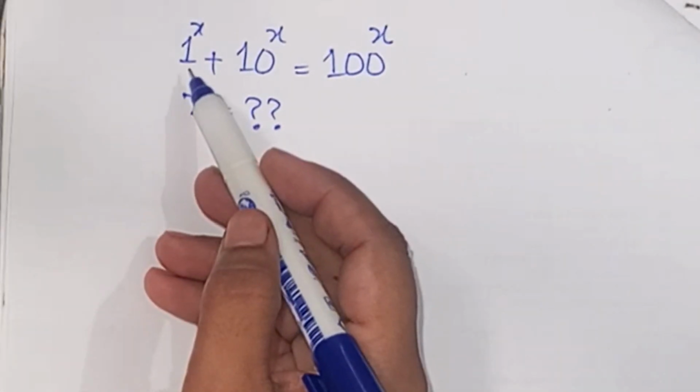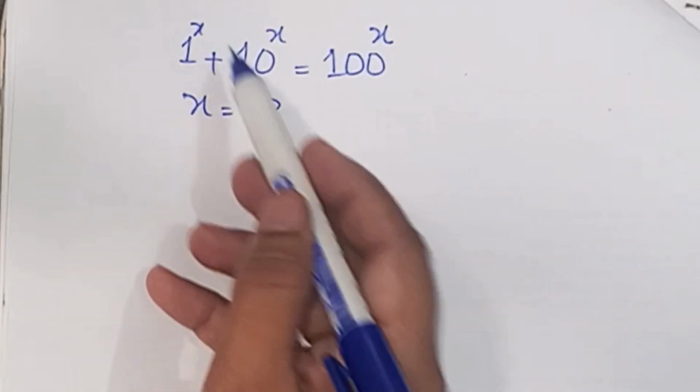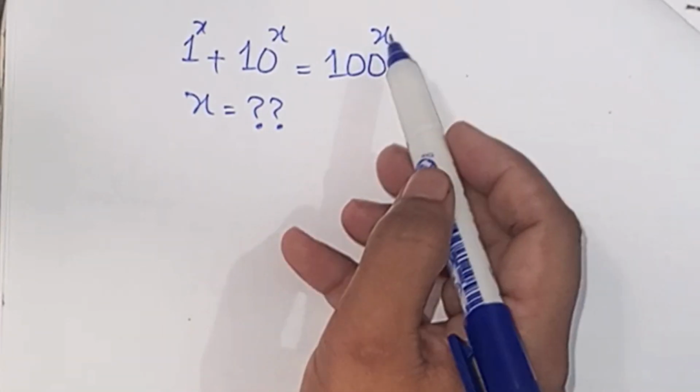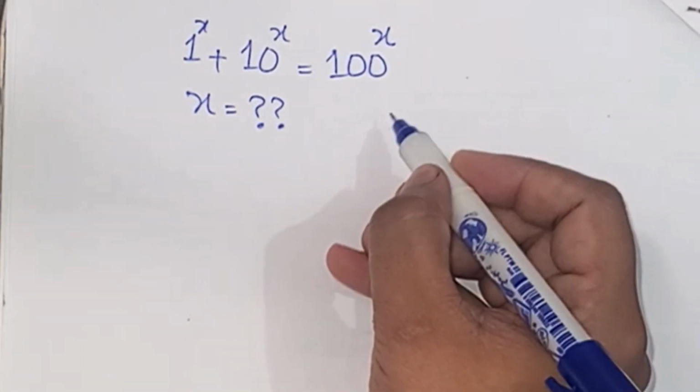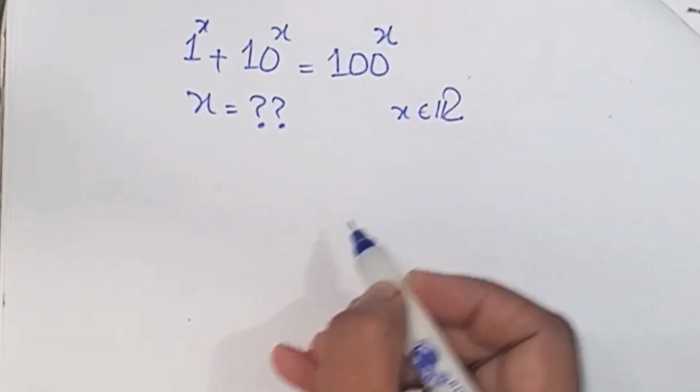Hello, let's try to solve this question. The question is 1 raised to the power x plus 10 raised to the power x is equal to 100 raised to the power x. Then what is the value of x? And it's given that x belongs to real numbers.